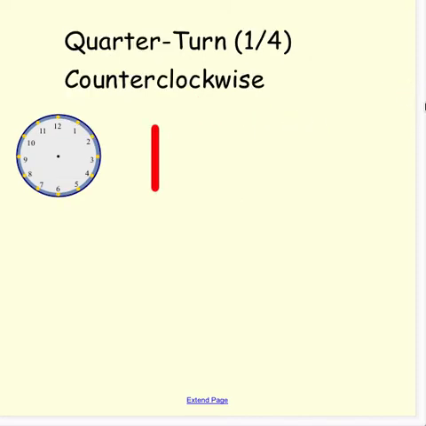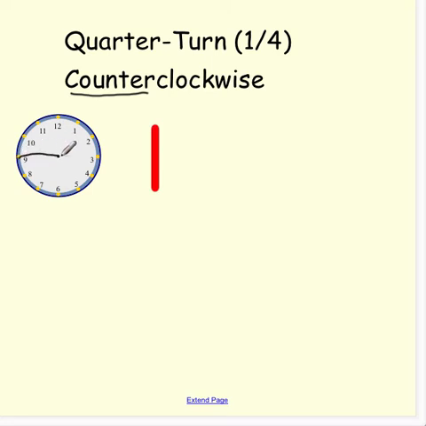A quarter turn, 1/4 turn counterclockwise. This time I have the word counter. That means opposite the way the clock moves. You think of a quarter like change. You have 4 quarters in a dollar, right? Each one of those quarters makes up the dollar. We're going to think of the clock the same way.